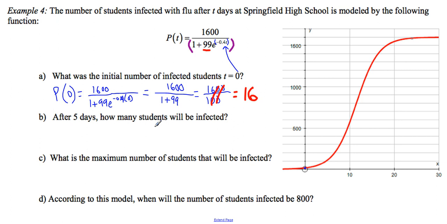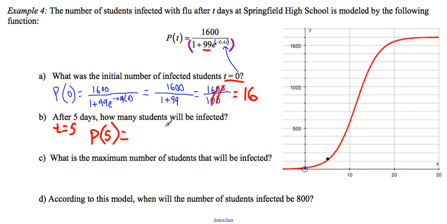Okay, part B. After 5 days, how many students will be infected? So now instead of T being 0, we've got T equals 5. So let's evaluate our function at P of 5. On our graph, if this is 10, 5 is going to be about halfway in between. Each of these tick marks on our y-axis are 100, so I'm going to say a little over 100.